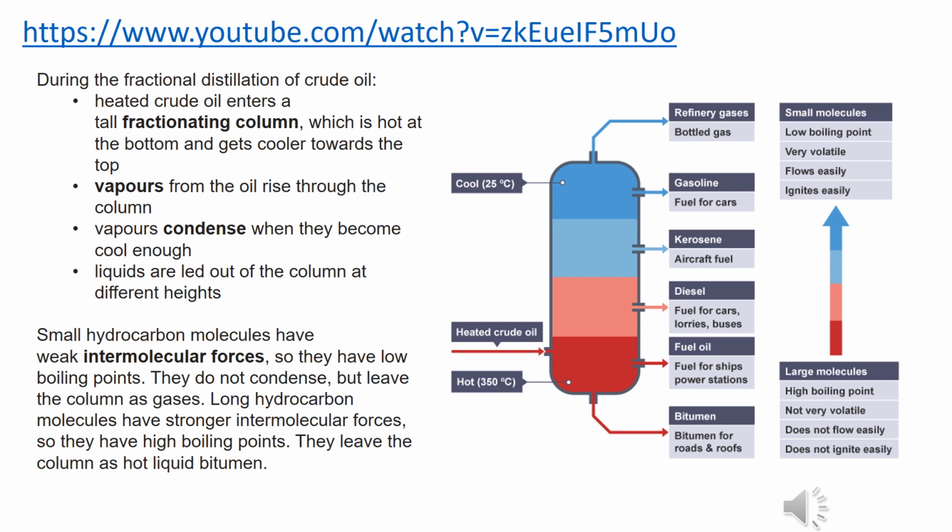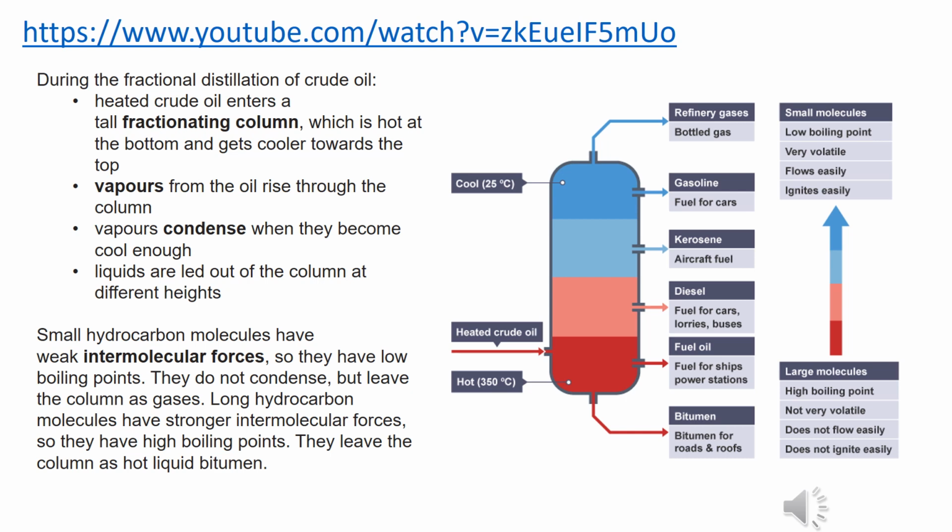Note that the gases leave at the top of the column, the liquids condense in the middle, and the solid stays at the bottom. I would suggest it's really worth looking at the YouTube link so you can get a better understanding of how fractional distillation is used to separate crude oil into different fractions. Small molecules have low boiling points. They are very volatile, flow easily, and ignite easily, whereas large molecules tend to have high boiling points, are not very volatile, and do not flow or ignite easily.